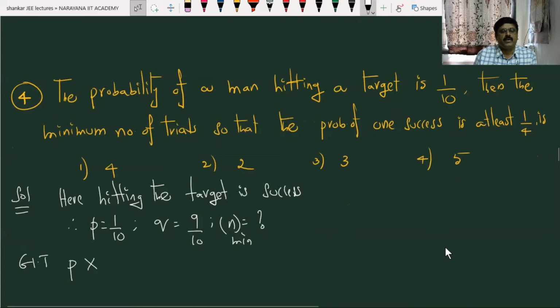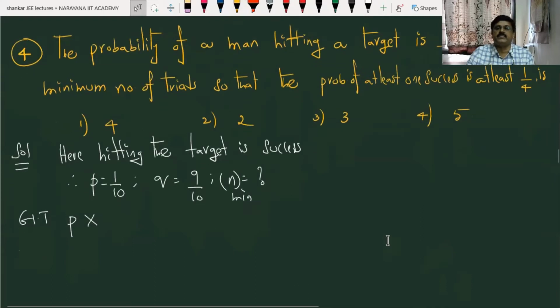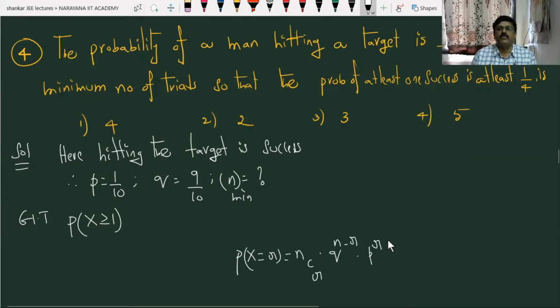So given is the probability of at least one success. So carefully you have to watch, students. Probability of at least one success is at least 1 by 4. So P of X greater than or equal to 1. P of X is equal to 1 means what, students? Probability of getting exactly one success. You already know that P of X is equal to R in binomial distribution is NCR into Q power N minus R into P power R. You already know that. So probability of at least one success is at least 1 by 4.